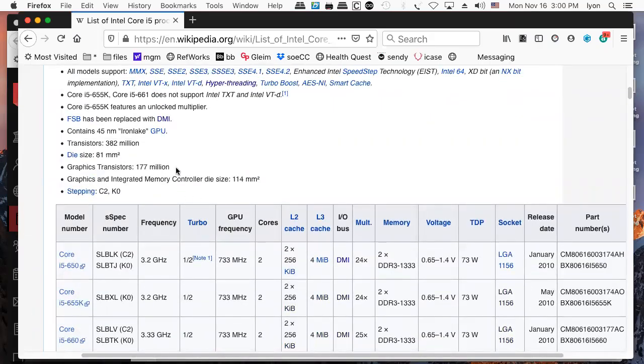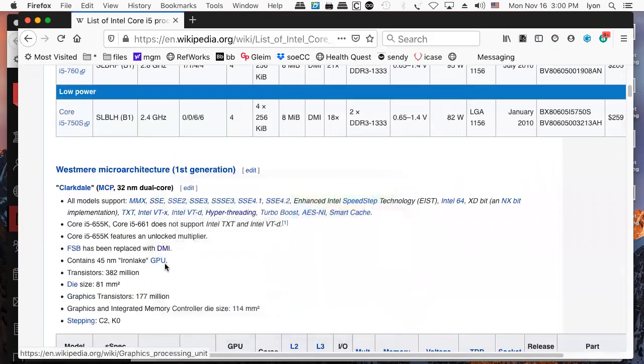Here it says 382 million. So it doesn't look like that's true. And so that would be false. I mean, it's clear. Initially, these were on a 32 nanometer design rule with dual core. You didn't get that many transistors.